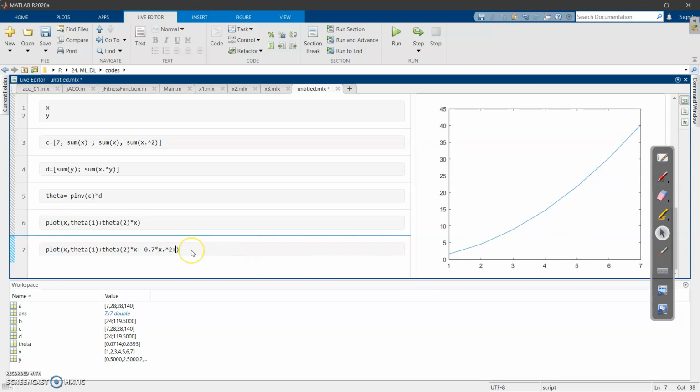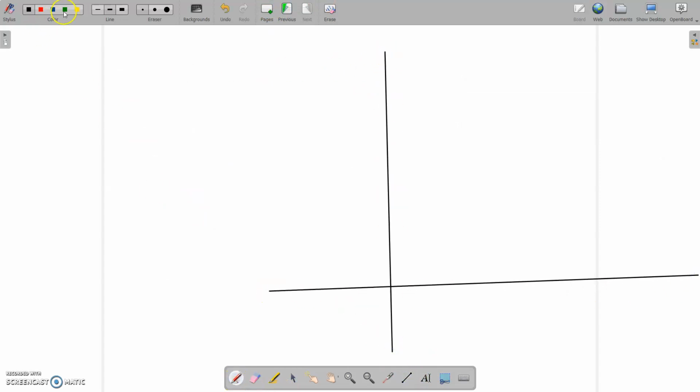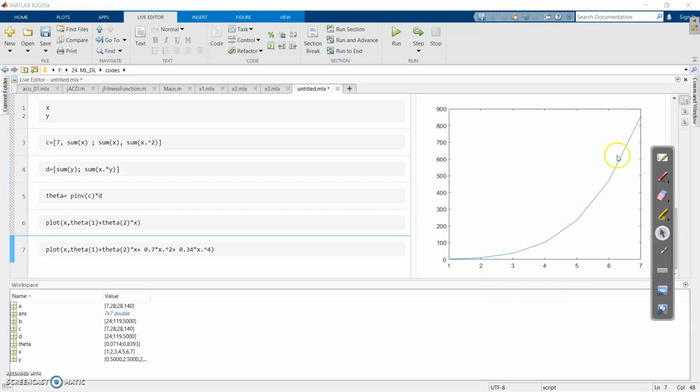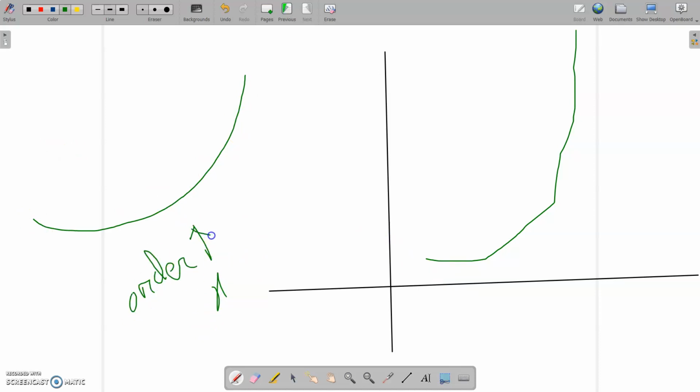If we increase it even further, say for example 0.34 multiplied by x to the power 4, let's see how the curve looks like now. If you look here, the curve is now this way. That means there is a kind of overfitting happening. This is not a pure straight curve. As we increase the order of the polynomial, the curve will be like this.